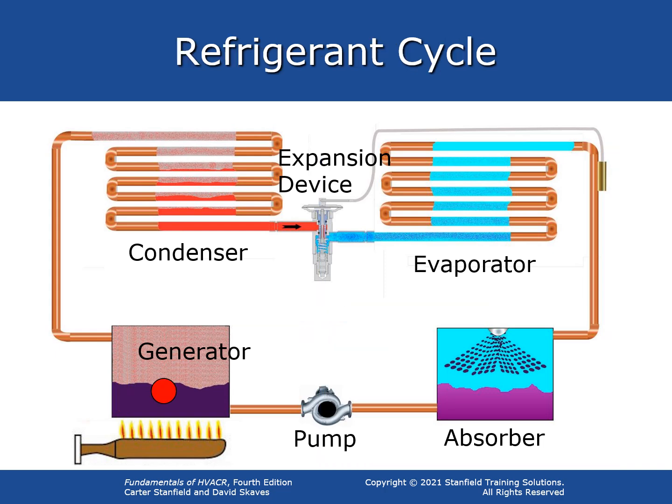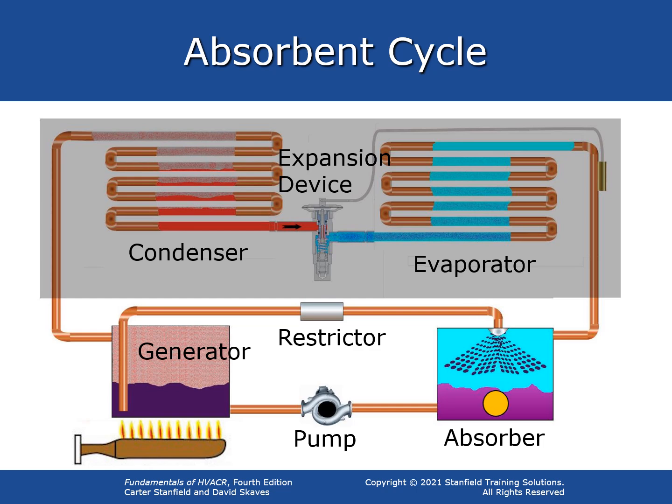An absorption system really has two cycles, the refrigerant cycle and the absorption cycle. The refrigerant cycle includes the generator, condenser, expansion device, evaporator, absorber, and solution pump. The absorption cycle includes the generator, solution restrictor, absorber, and solution pump.